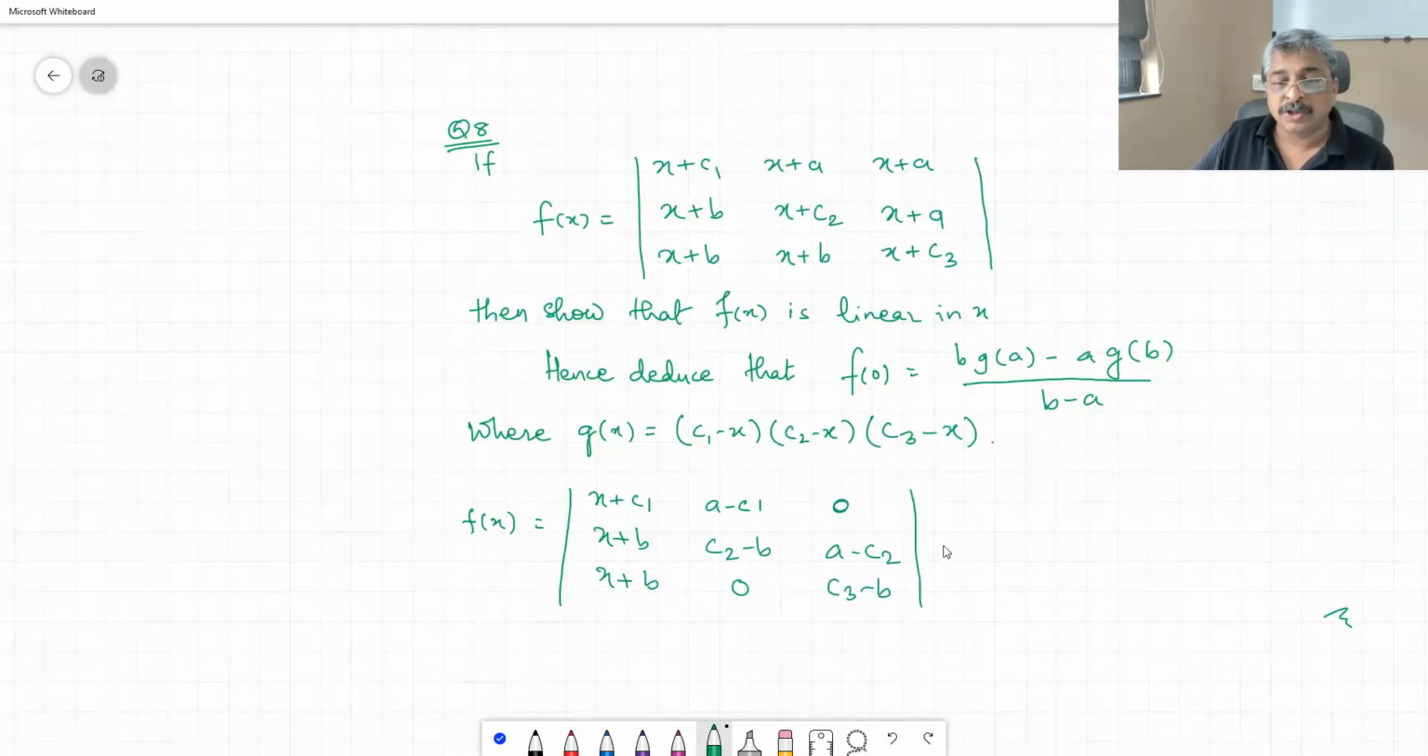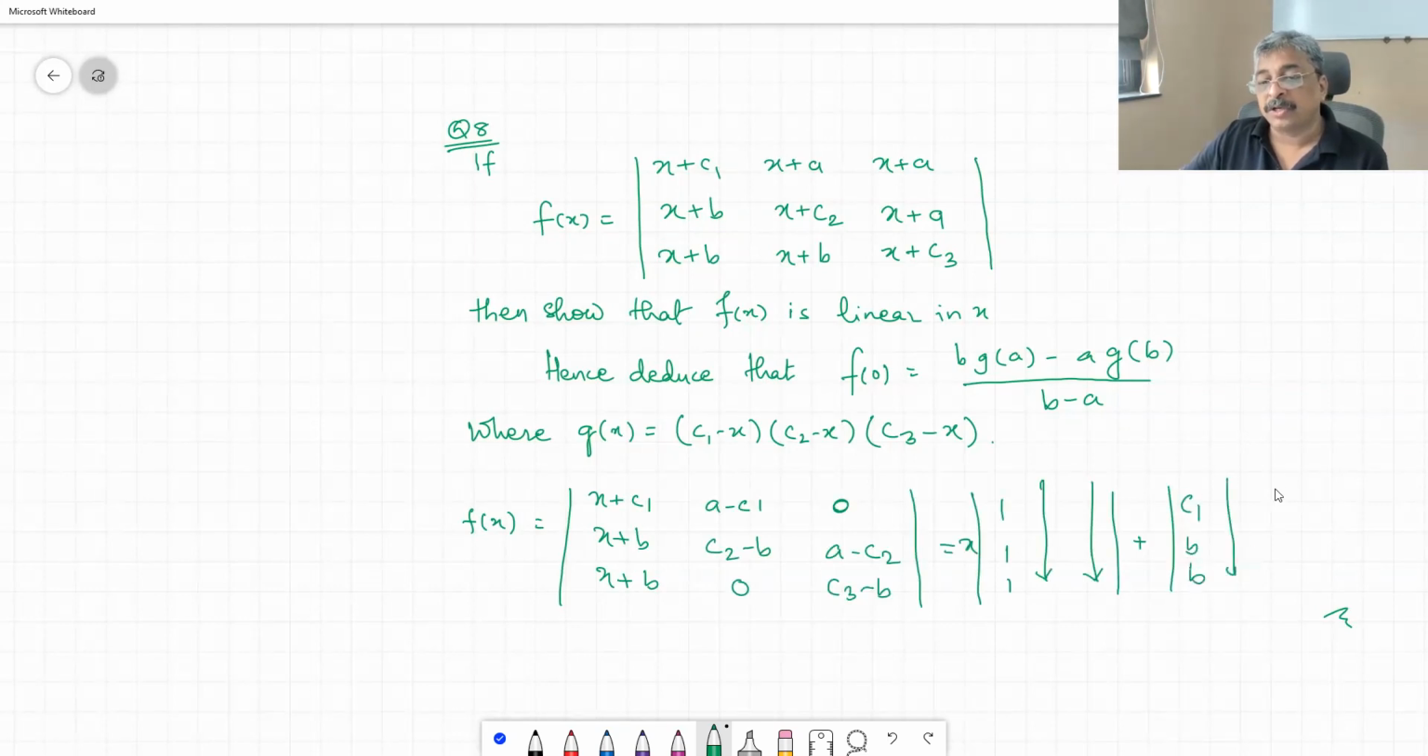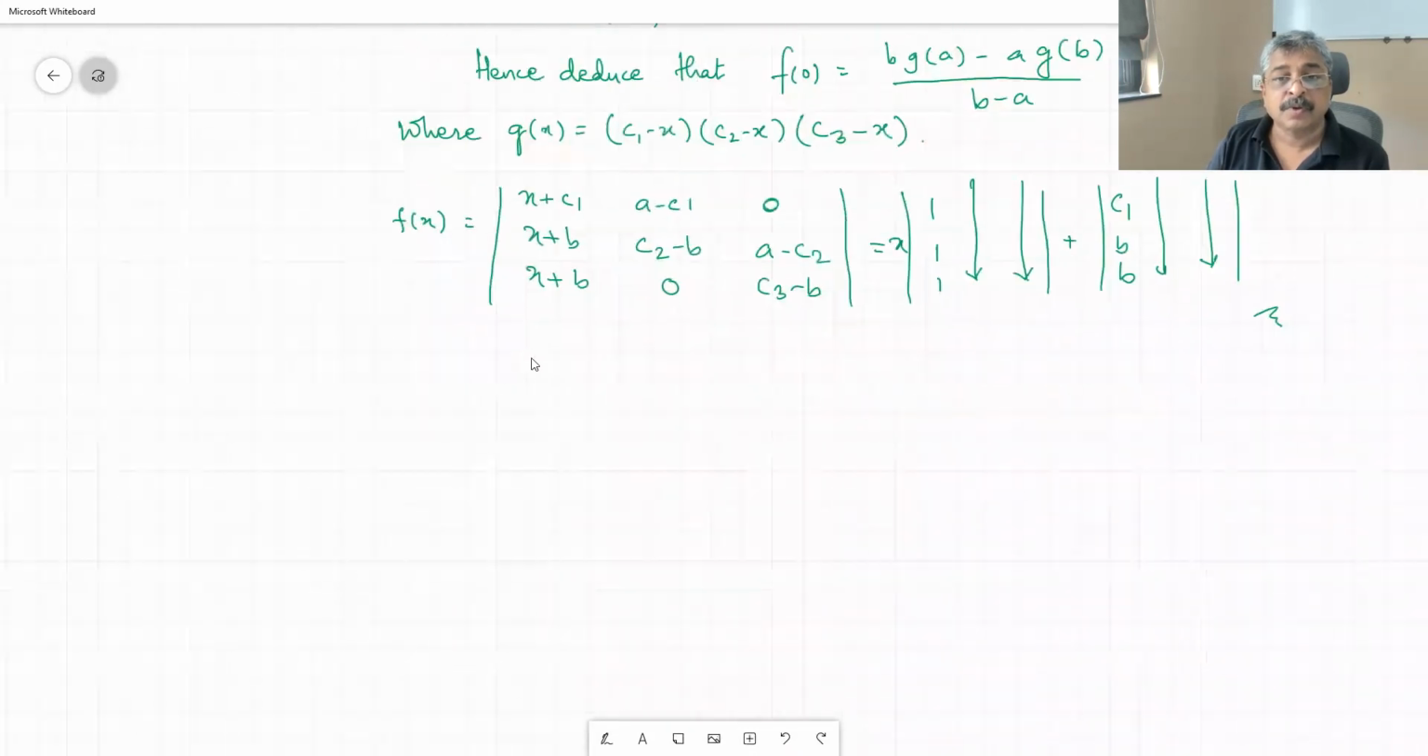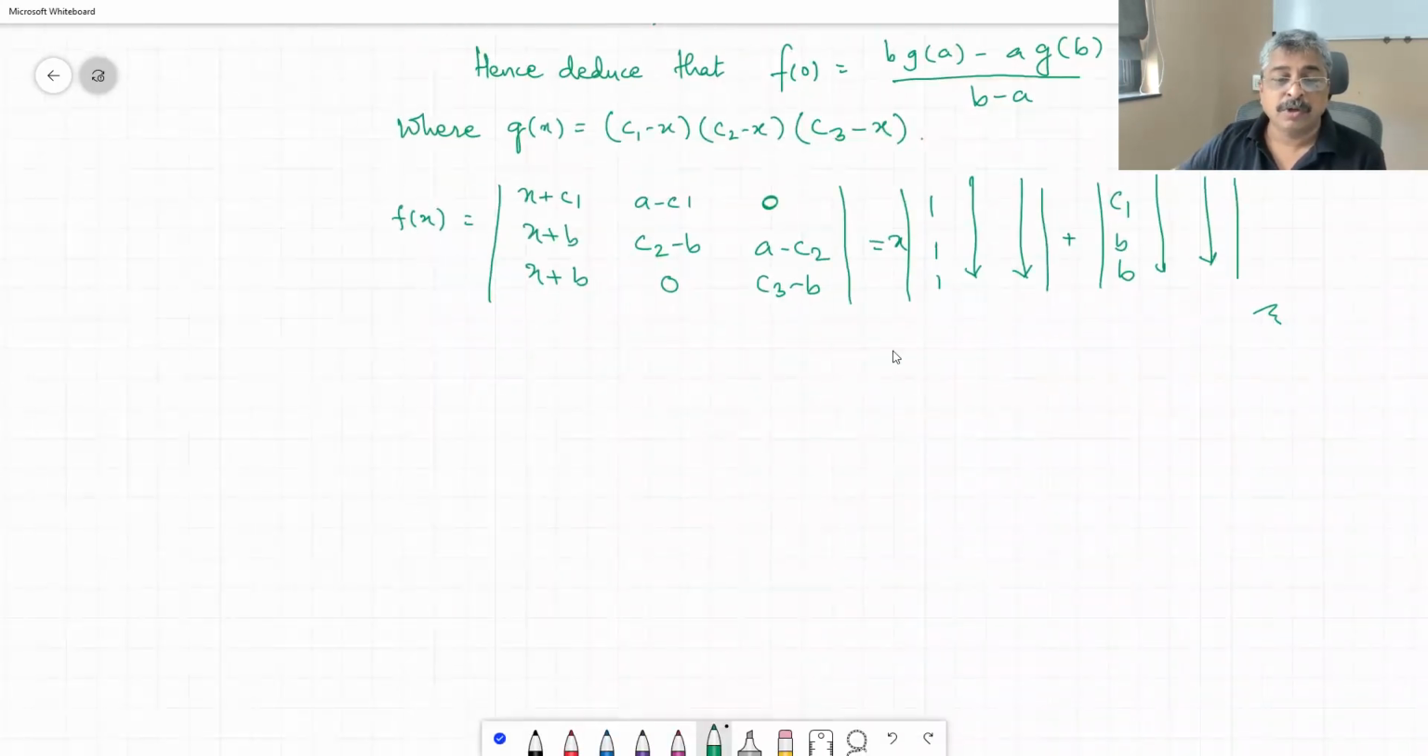Okay, and then you can split them: x times 1 1 1, column second will continue the same, column third will continue the same, plus c1 b b, column second and column third will be the same. Now this is linear. This will be equal to, say, p times x plus q. Is that okay?